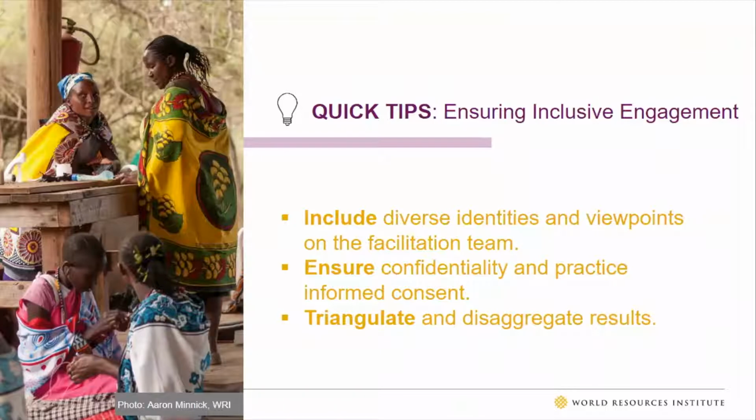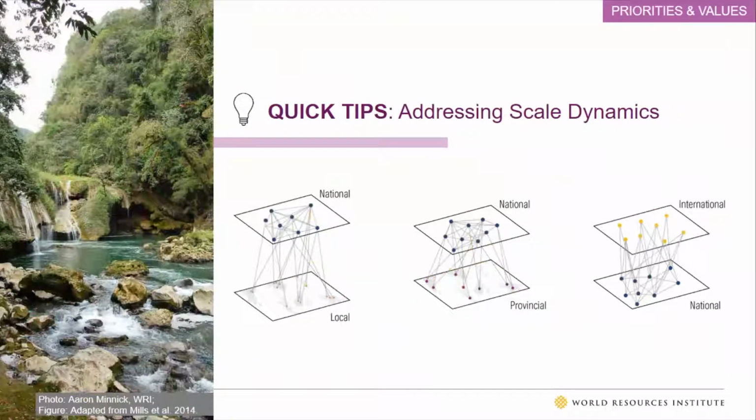Maybe different workshops will need to be done and different surveys need to be done, but you can triangulate that data. And then finally, thinking about addressing the different scale dynamics. So how can you do different maps at the local, the national, the provincial level to really understand the different networks that exist? Because obviously each scale has different networks.